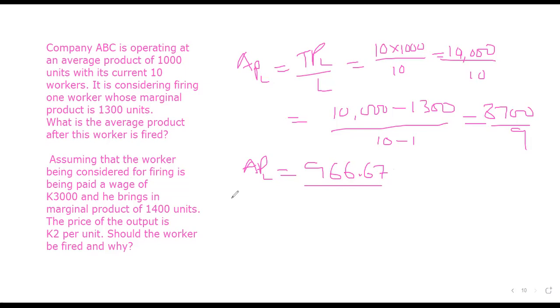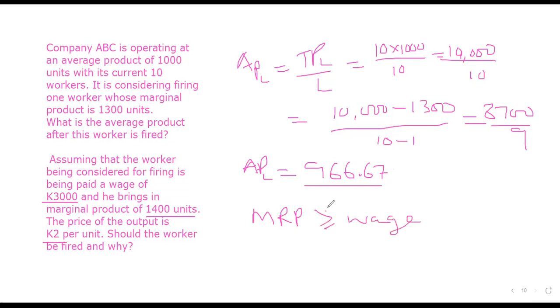Okay. Now, assume this worker being considered for firing was paid 3,000, and his marginal units were 1,400, and the price was what? 2 per unit. So we know that the marginal revenue product must be greater than the wage.